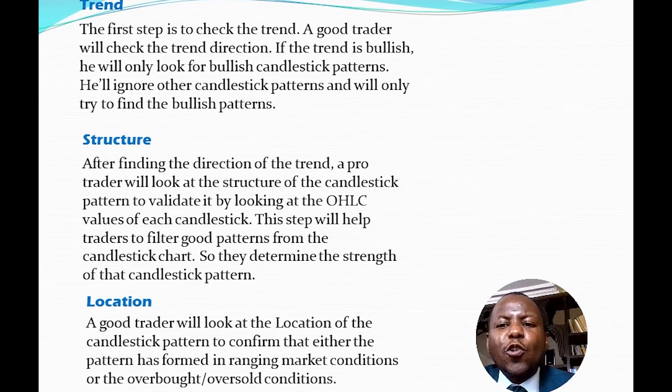Then, as a good trader, you need to look at the third thing, which is the location. We're looking not just at the trend they appear in, or the structure they are forming, but also the location. A good trader will look at the location of the candlestick pattern to confirm whether the pattern has formed in ranging market conditions, or overbought, oversold conditions. So you can check the location to determine whether that pattern is going to be useful for you in what you are seeing and what seems to happen.